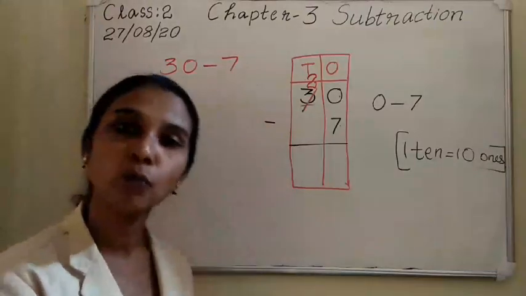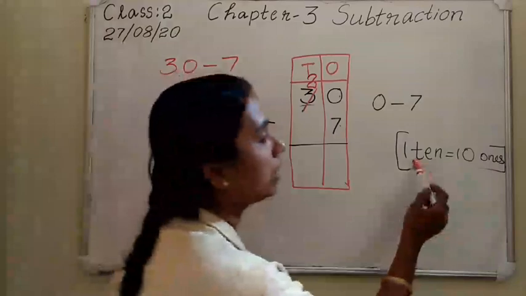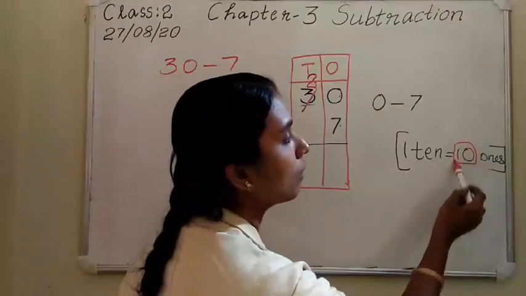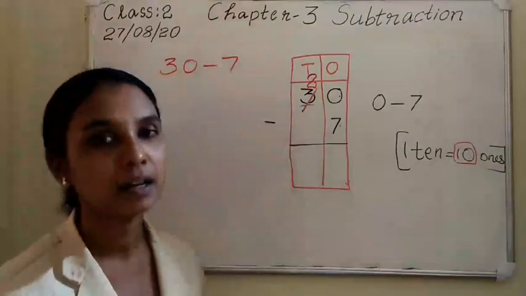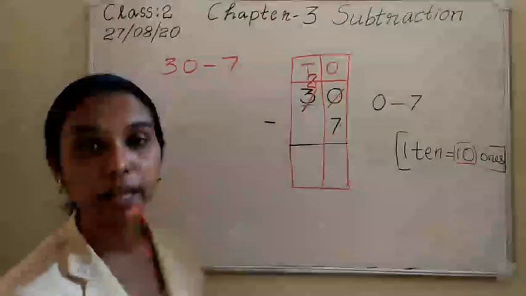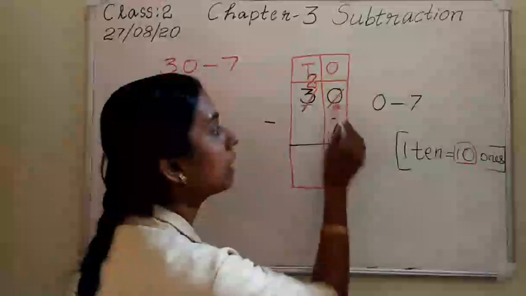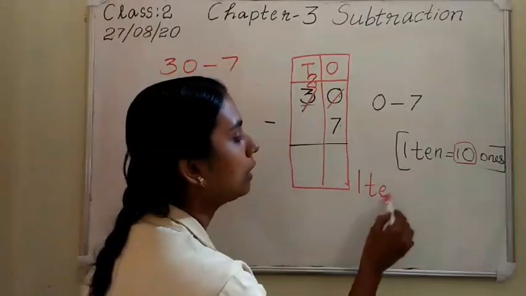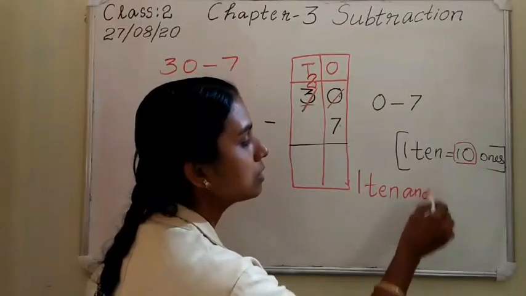And 1 ten you give to this ones place. Then 1 ten, that means 10 ones. So this 0 becomes 1 ten and 0 ones. Here in the ones place, 1 ten and 0 ones.